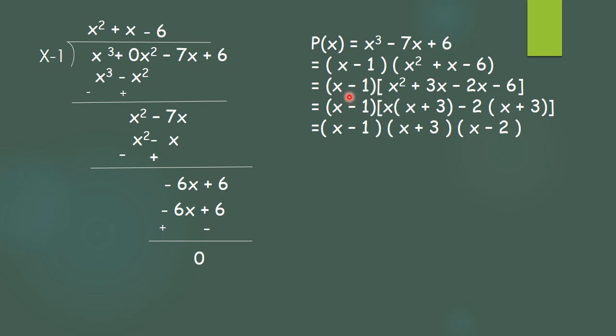So for a cubic, always first we have to check whether P of 1 is 0 or not. If you get P of 1 as 0, it indicates that x minus 1 is a factor. Now if you do not get P of 1 as 0, then we will calculate P of minus 1. Such sums we will solve tomorrow.